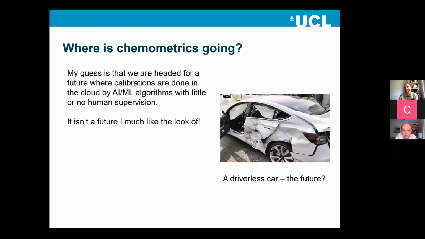I'm sure that driverless cars are the future, and I'm sure eventually they will be a lot safer than cars with drivers in, because most accidents are caused by driver error. In principle, automatic calibration methods could be a lot safer than ones that involve human interaction, because people don't get to make a mess of it. But we're a long way from that yet. And my worry is that we'll move to doing that while we're still a long way from it, and there will be some rubbish calibrations produced by poor data uploaded to the cloud and treated by algorithms that don't actually know what they're doing and don't know anything about spectroscopy.